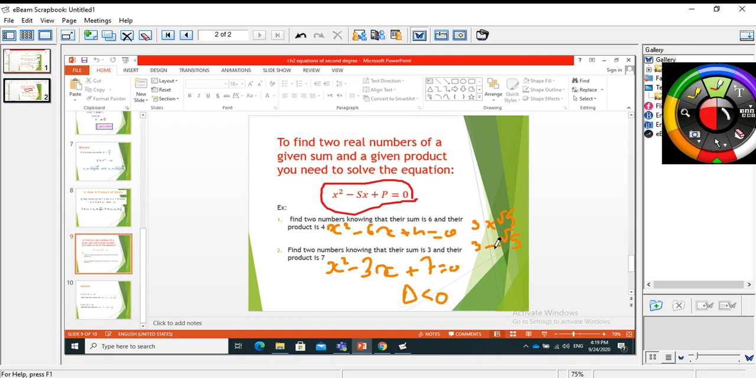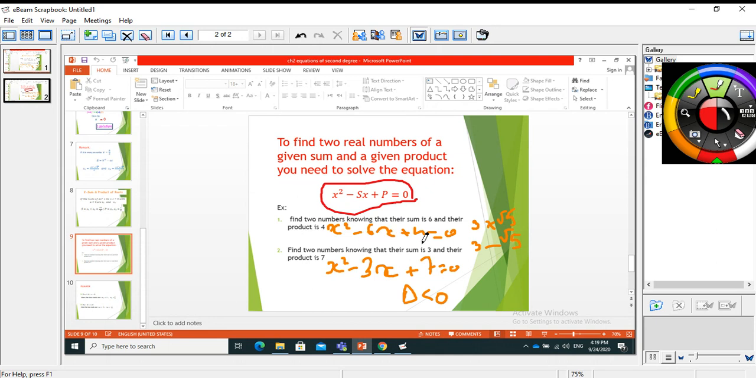Let's try it. Add those two together. What is the answer? 6. Yes, the sum is 6. What is the product? If you multiply those, it's an identity: a minus b times a plus b, so it's a squared minus b squared. What is the answer? 9 minus 5 is 4. So it's right.